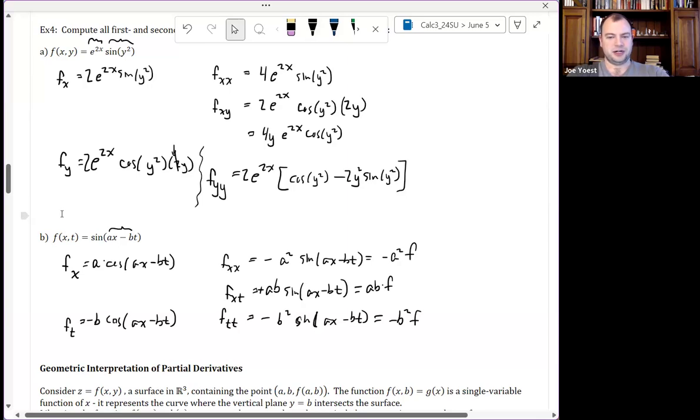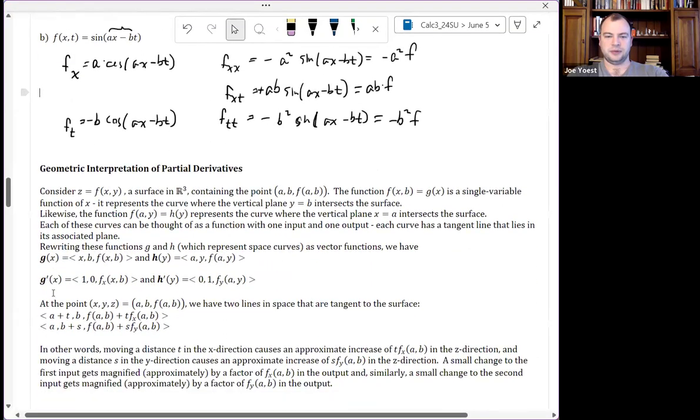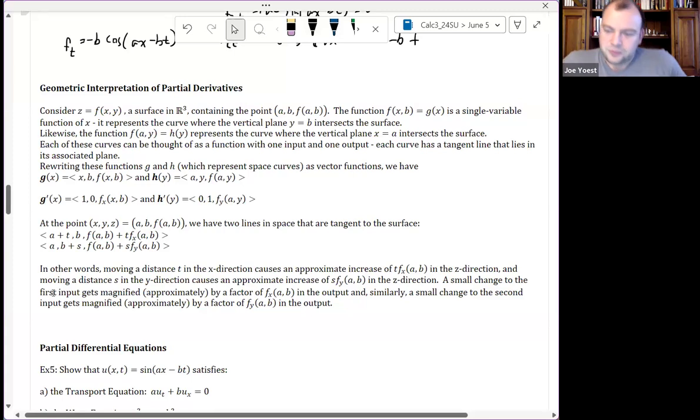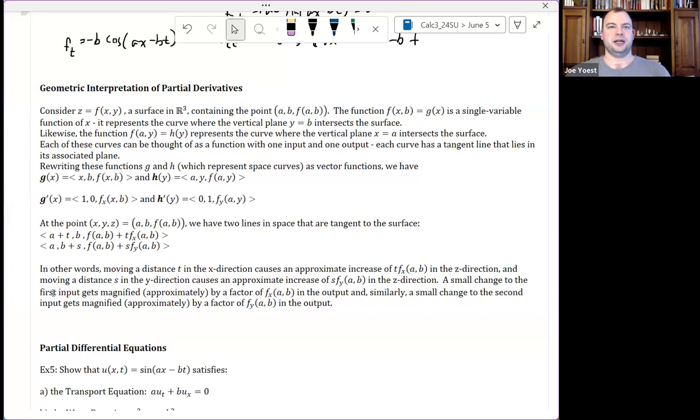Any questions so far? Okay, so we kind of see the nuts and bolts of partial derivatives aren't all that bad. It's kind of just like doing Calc 1 a few different times.